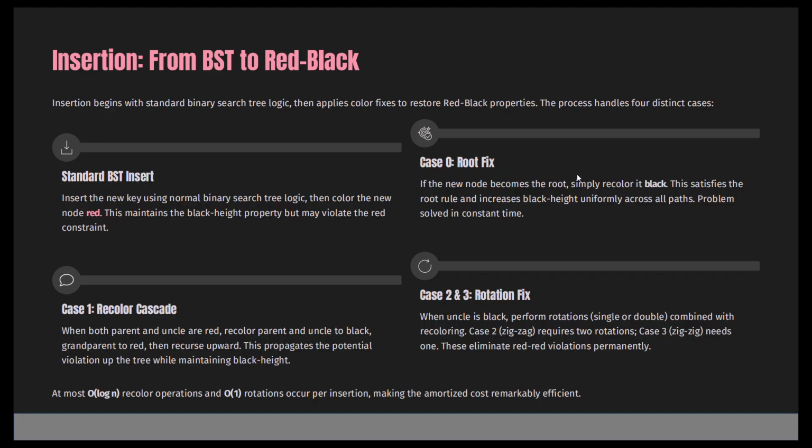However, it may cause a red-red conflict with its parent. To fix this, the red-black tree handles several cases. Case 0, root fix. If the new node becomes the root, we simply color it black. This satisfies the root rule.